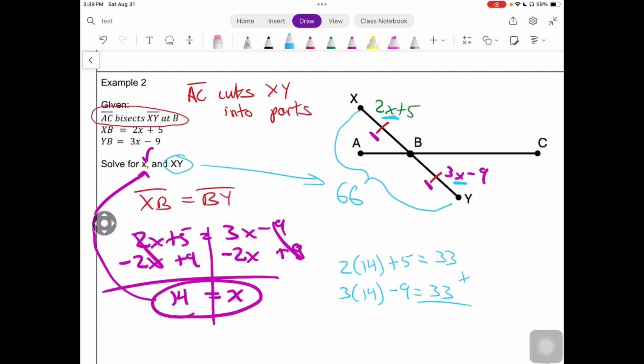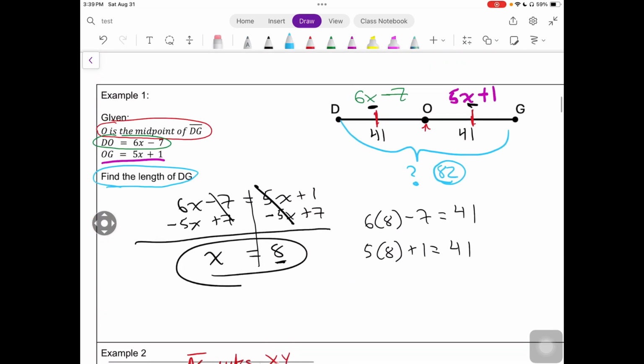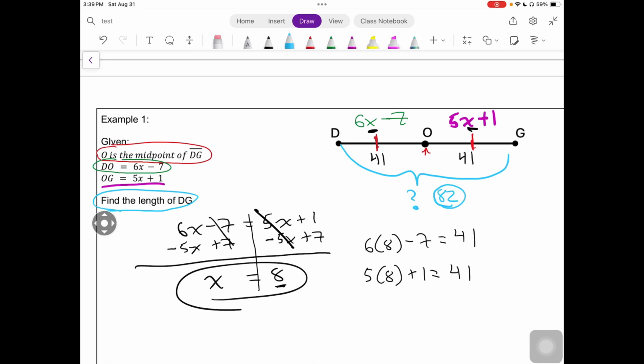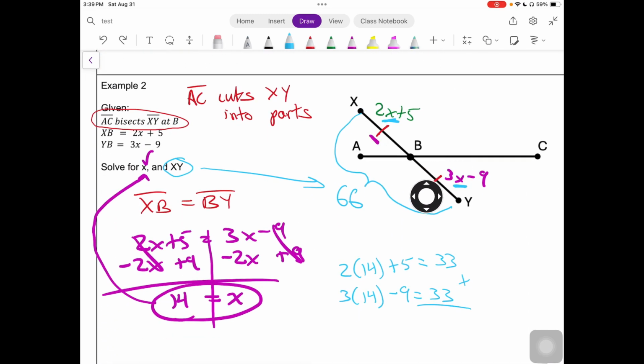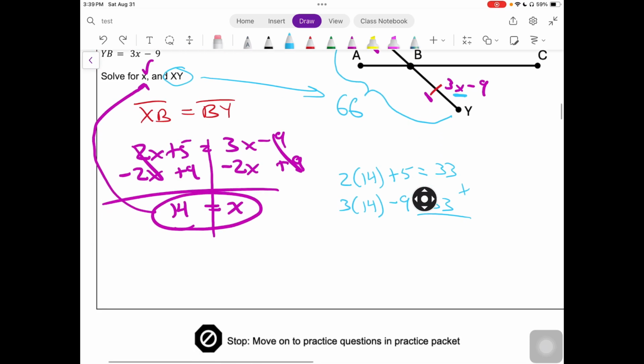All right, it's a little bit shorter of a video. The 2 key vocabulary words you need to know are midpoint and segment bisector. If you had trouble, watch this video again. Most important, make sure that you can mark and label which pieces are congruent, like we did here in example 1, and like we did here in example 2.